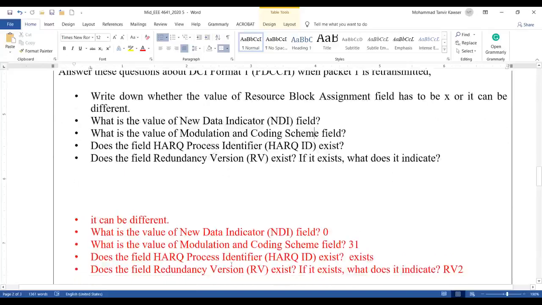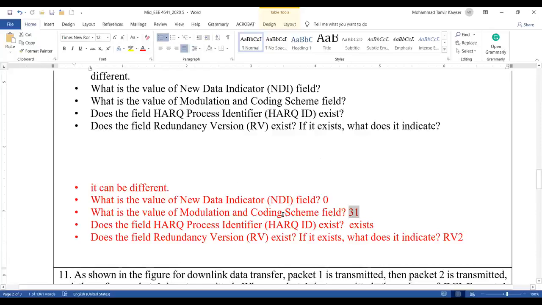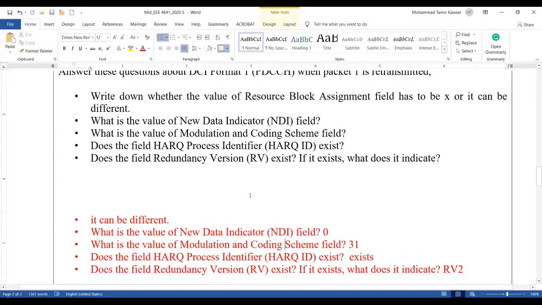That doesn't matter actually. The highest value, 31, you use to indicate 1024. So 0 to 26, in this case, are used for new packet transmissions to indicate the MCS level for that.